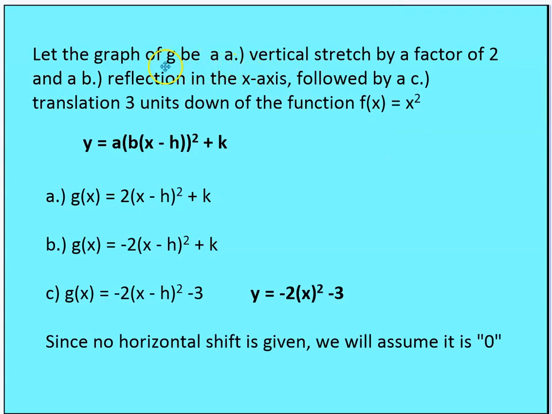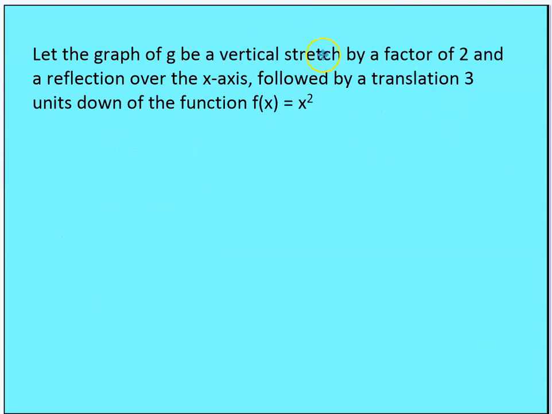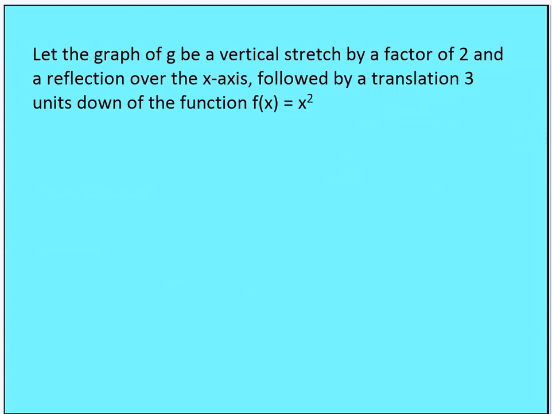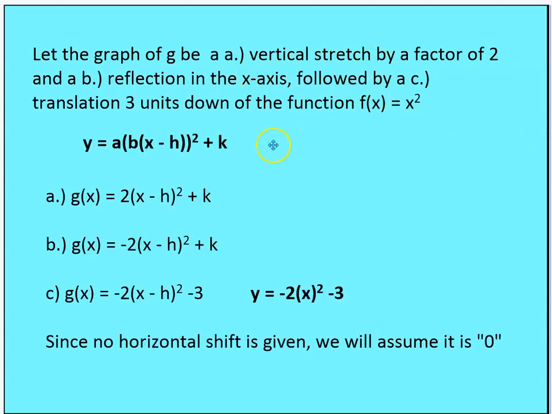All right, so this is how we're going to do it. We're going to do it in order as I've given it to you. So let G be a, hopefully we got this right, vertical stretch by a factor of 2 and a reflection over the x-axis, followed by a translation of 3 units down. Okay, so we're going to break this up into the 3 pieces, and I'm going to do this in order.